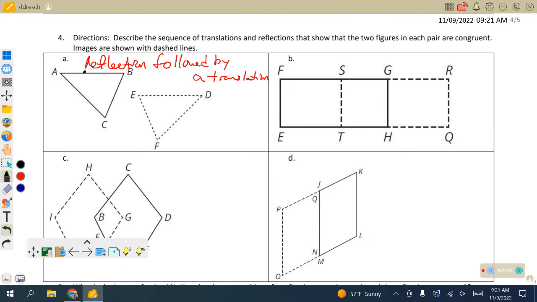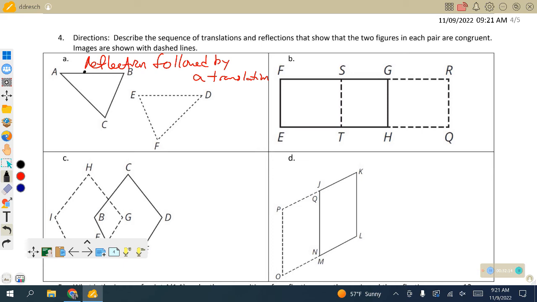When you look at letter B, did the reflection happen on letter B? No, what's the only thing that really happened here? It just got slid a little bit to the right. Now, that's all I'm looking for is a translation. Okay. Anything else anybody's got?